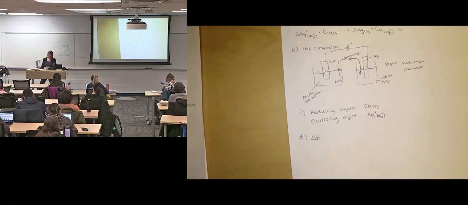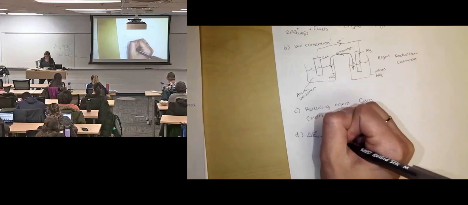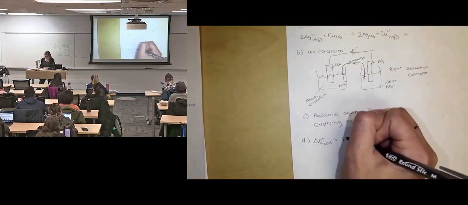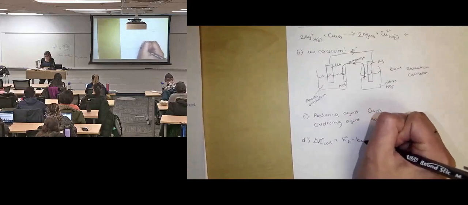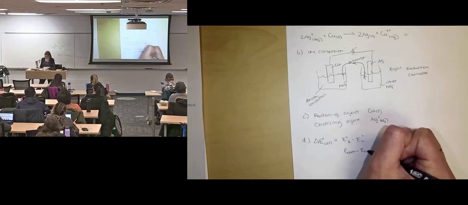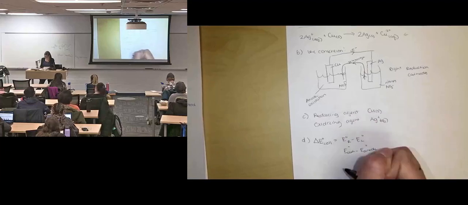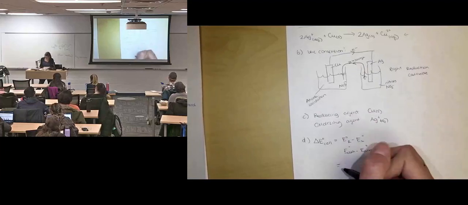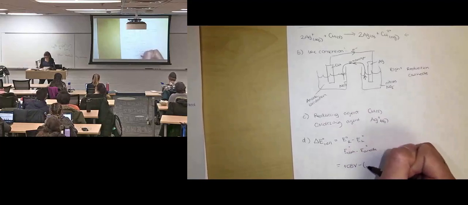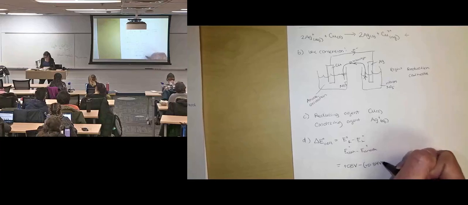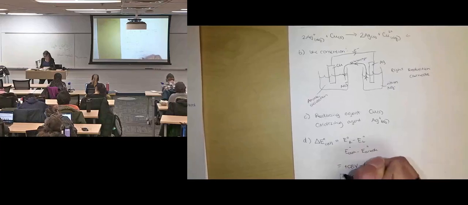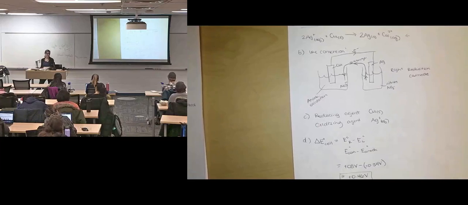And for part D, I was asked for the difference. Difference means delta for my electrochemical cell, for my battery. One way to do this, the right side minus the left side, cathode minus anode. Okay. So I'm going to have positive 0.8 volts minus positive 0.34 volts equals plus 0.46 volts. Is this what people got?